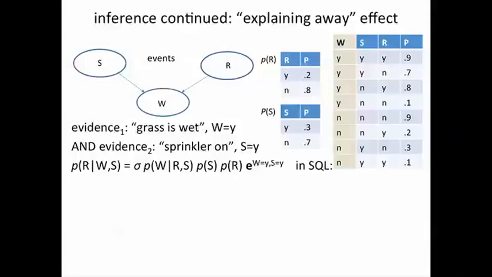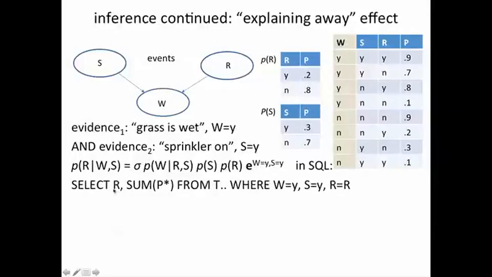The equation is perfectly valid as it is, and executing it in SQL simply by doing the join with the restriction that W and S are yes gives us: select R, sum of the products of all the P's from all the tables, where W is yes, S is yes, and now the only common variable is R, since S is yes is being restricted, and then we group by R.